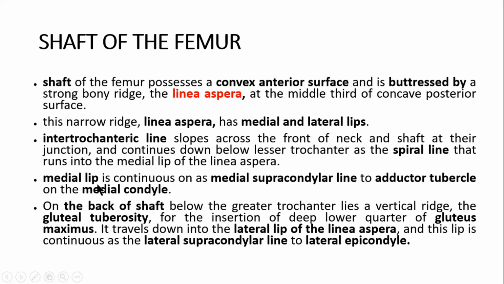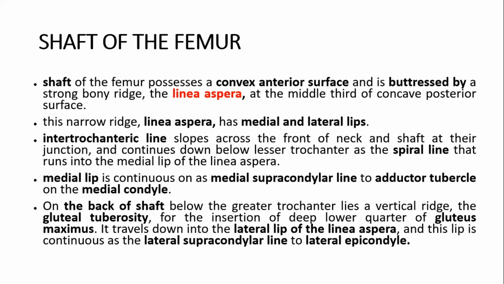I showed you this already, right? These are both the medial and the lateral supracondylar lines. On the back of the shaft below the greater trochanter lies a vertical ridge, the gluteal tuberosity, for the insertion of the lower quarter of the gluteus maximus. It travels down into the lateral lip of the linea aspera, and this lip is continuous as the lateral supracondylar line to the lateral epicondyle.